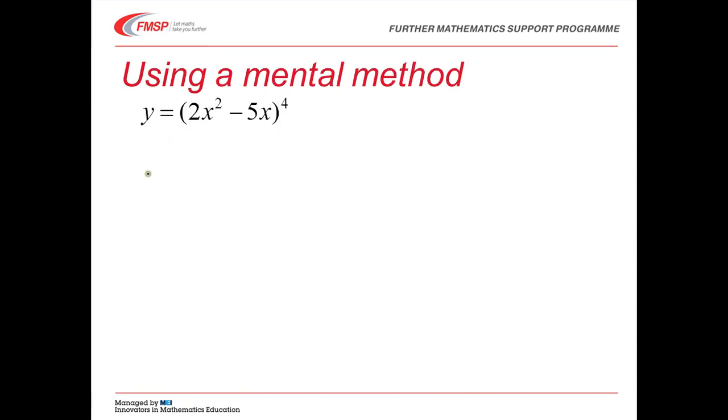So, y is thing to the 4, so differentiating that, I get 4 thing, that's what's in the brackets, (2x squared minus 5x) to the 3, multiplied by differentiate the thing, that's 4x minus 5. And another one. This is again, thing to the 4, so when I differentiate it, I get 4 thing to the 3, multiplied by differentiate the thing, which is sin x, to get cos x.